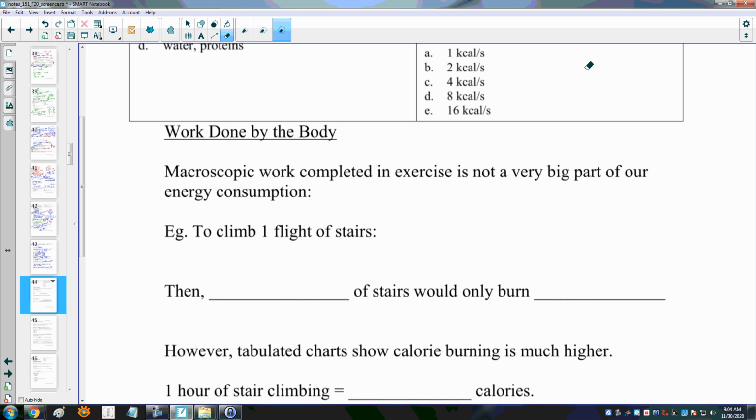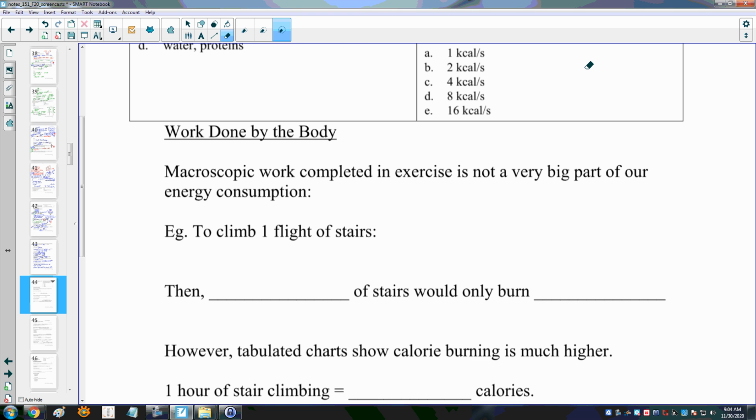Remember that the body consumes energy for both microscopic work, or the metabolism of energy, and macroscopic work, which is through activities and exercise. Right now we're going to look at macroscopic work, and we'll talk about the efficiency of the body, or more particularly the inefficiency of the body. Microscopic work is completed in exercise, but it's really not a very big part of our energy consumption, as we'll see in the next section.